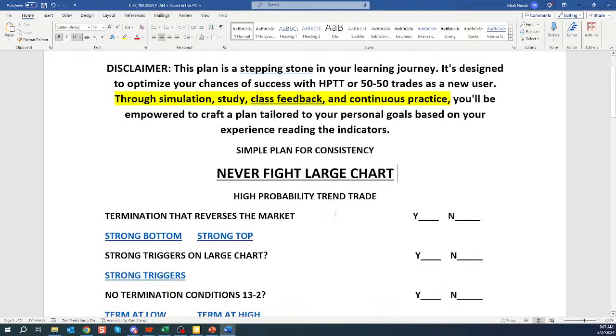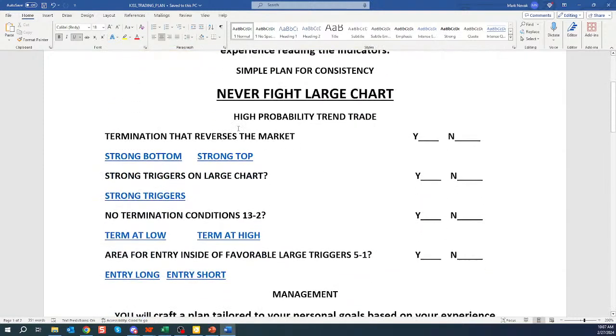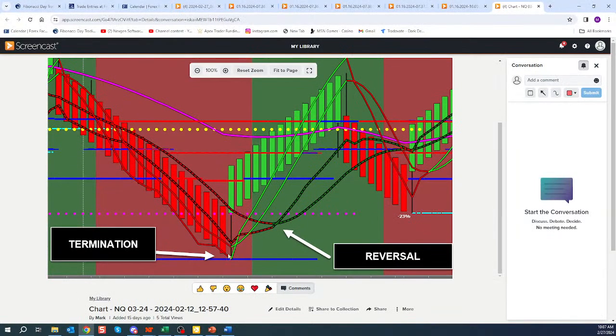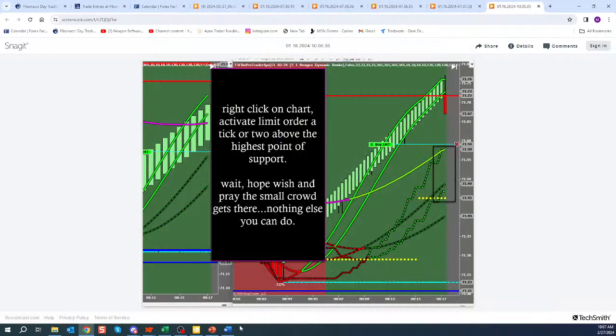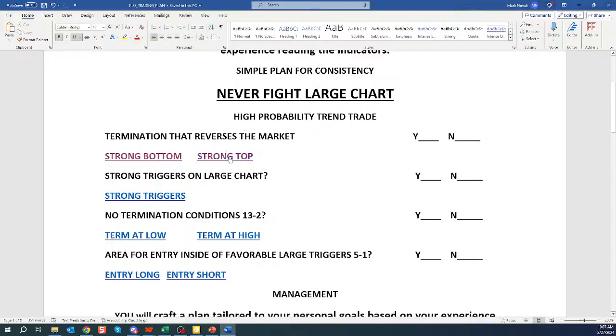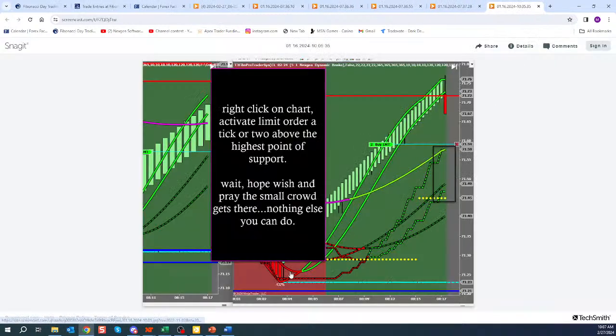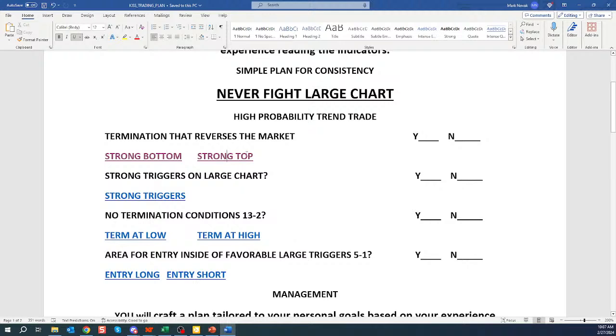And you're going to use your high probability trend trade, guys, and you're going to define your termination that reverses the market. That's what we call a strong bottom or a strong top, right? When the market reaches an area and creates a reversal, that's the best of the best. That's the precursor for the highest probability trend trade that you can take, guys, is a strong top or bottom. But you don't have to have it.